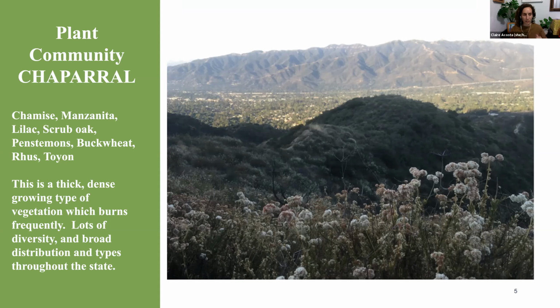What else? Oh yeah, chamise, manzanita, very woody, very hardwood. Lilac, which is ceanothus, scrub oaks, which are kind of like short oak trees, penstemons, which are not very woody, but buckwheats and rhus, which are the sumacs and toyons, all very woody, kind of large shrubs. So again, kind of like a mini woodland forest.